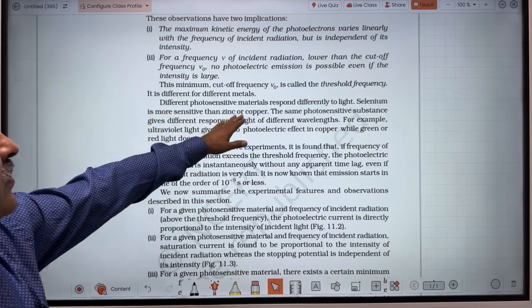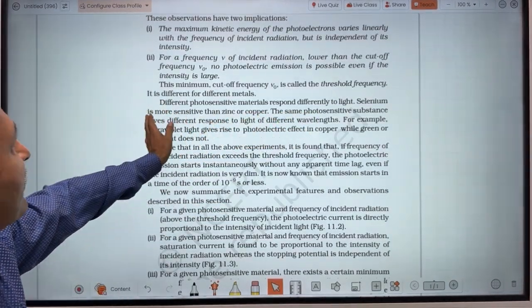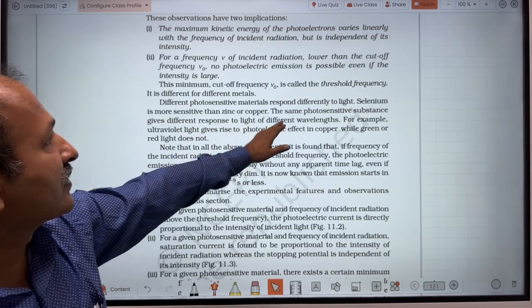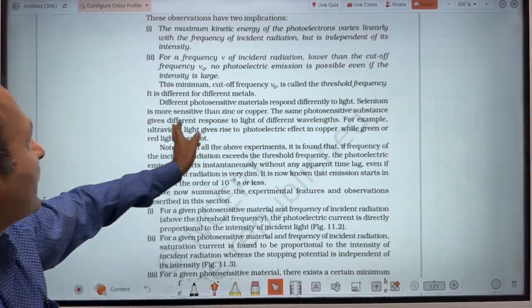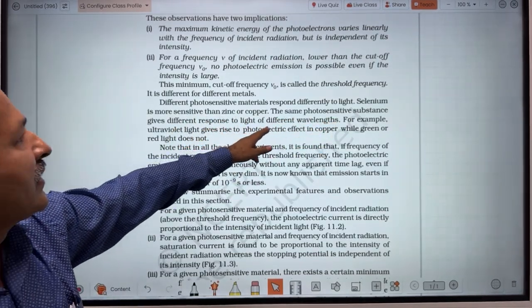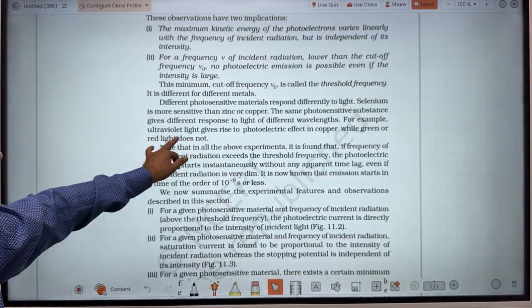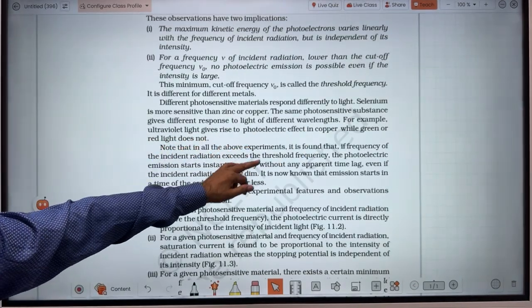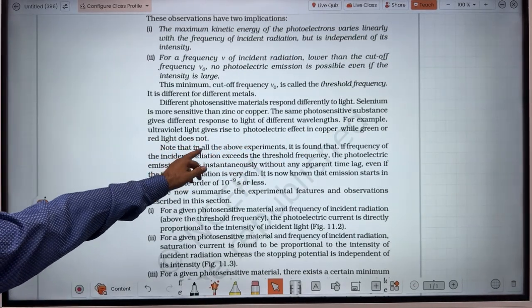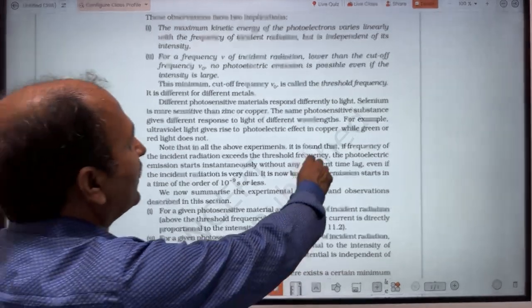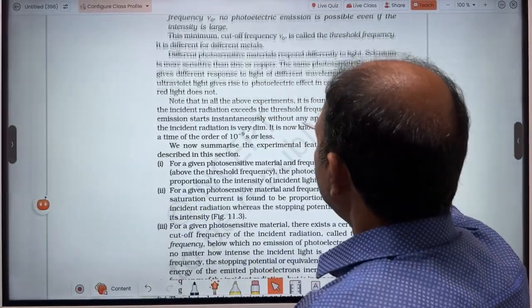So different photosensitive materials respond differently to light. Selenium is more sensitive than zinc or copper. The same photosensitive substance gives a different response to light of different wavelengths. For example, ultraviolet light gives rise to photoelectric effect in copper, while green and red light does not. Right? So these points you have to keep in mind.